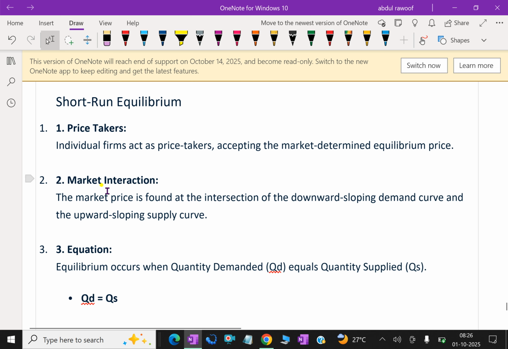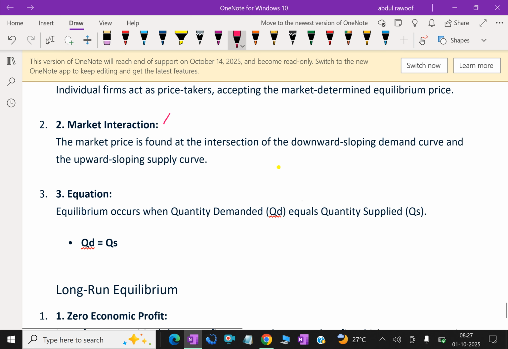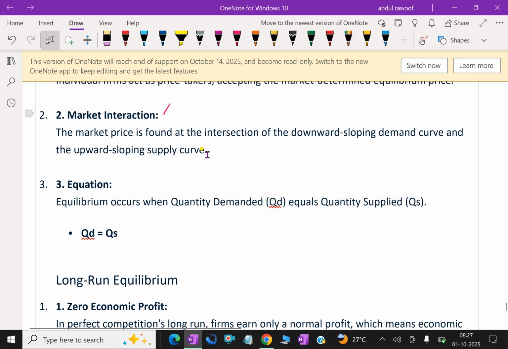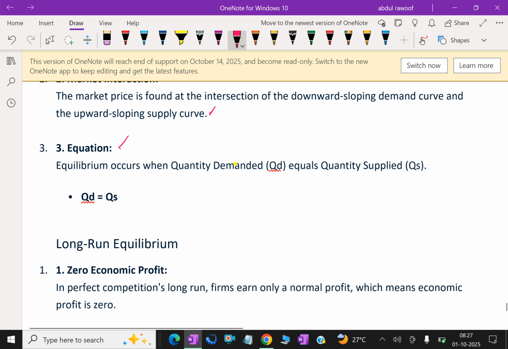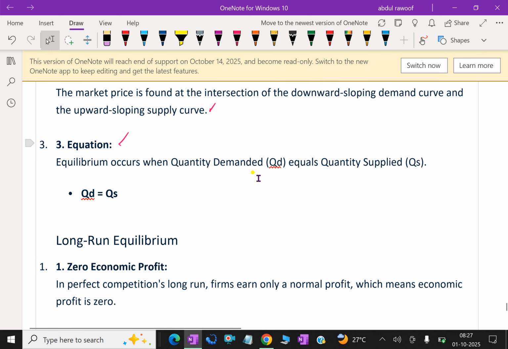Short-run equilibrium. Price takers. Individual firms act as price takers, accepting the market determined equilibrium price. Market interactions. Market price is found at the intersection of the downward sloping demand curve and the upward sloping supply curve. Equation. Equilibrium occurs when quantity demanded QD equals quantity supplied QS, that is QD equal to QS.